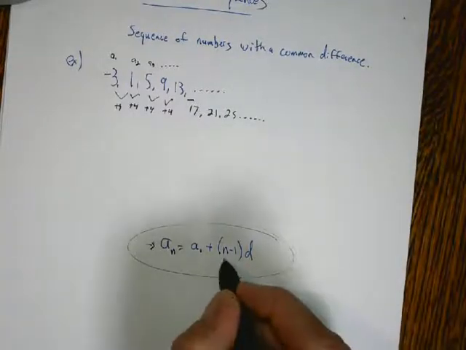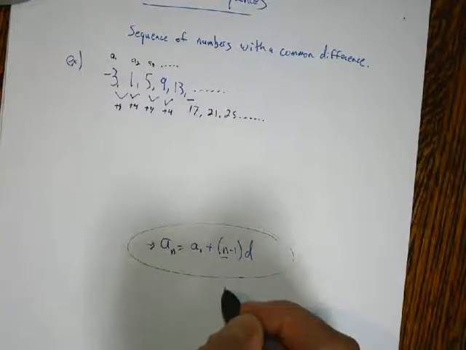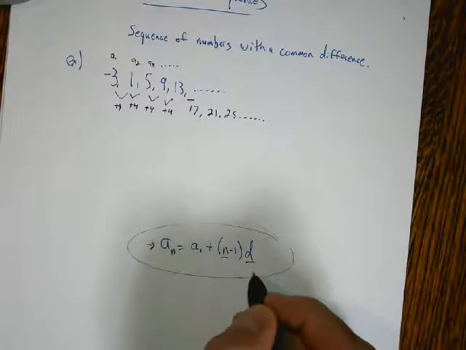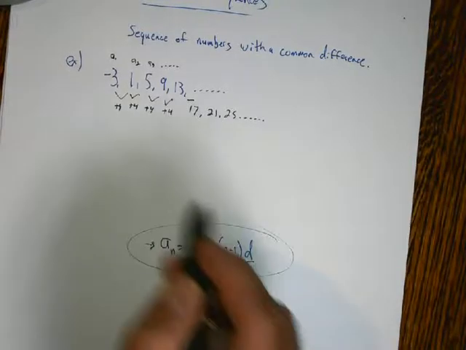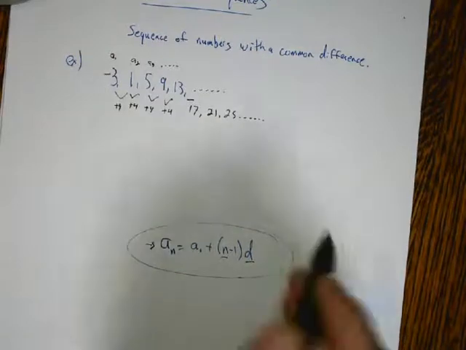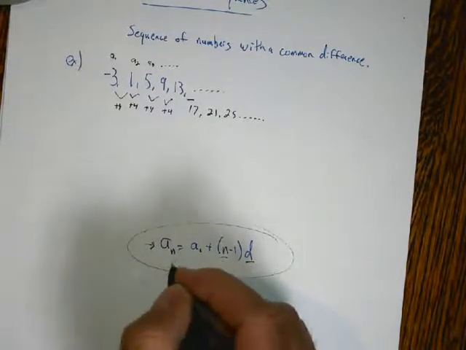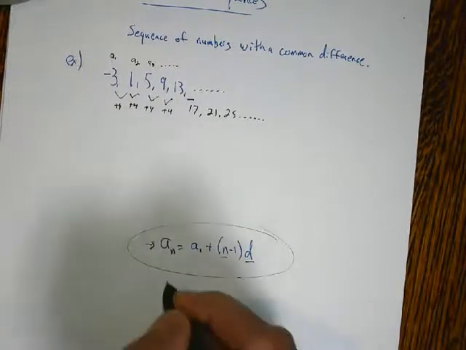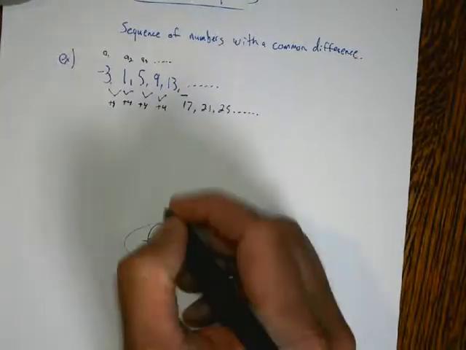This value of n, again, stands for the nth term, and this value d stands for the common difference. In this case here, our common difference is 4. So if I want to write out what's called the rule for the nth term, this is the rule for the nth term.